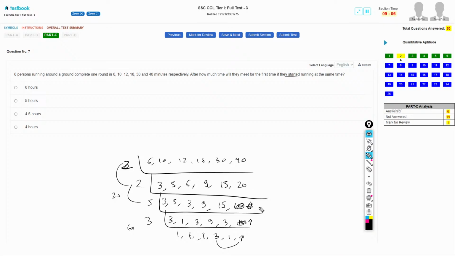I have taken 2 out here. So it should have been 10, and after this it should have been 2. It should have stayed as 2. So 6 hours. I took too much time.